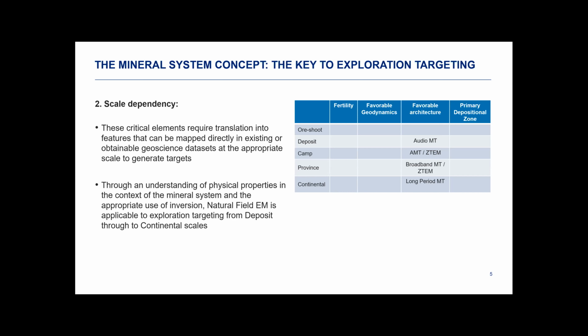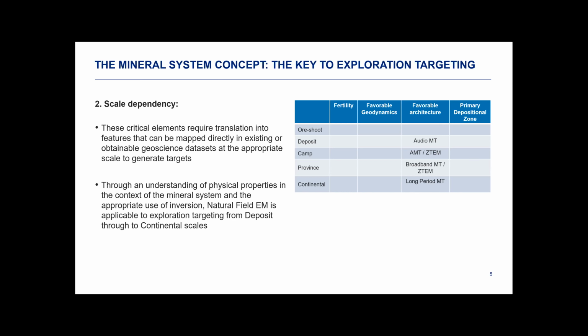But what we basically see is that on the deeper or the larger scales where we might want to see deeper, we're going to need longer period MT to actually see what's going down. And then as we move up in these scales or in size, so from a continent to a province, to a camp, to a deposit, we're going to gradually need higher frequency data and tighter spacing so that we can actually resolve what's going on.